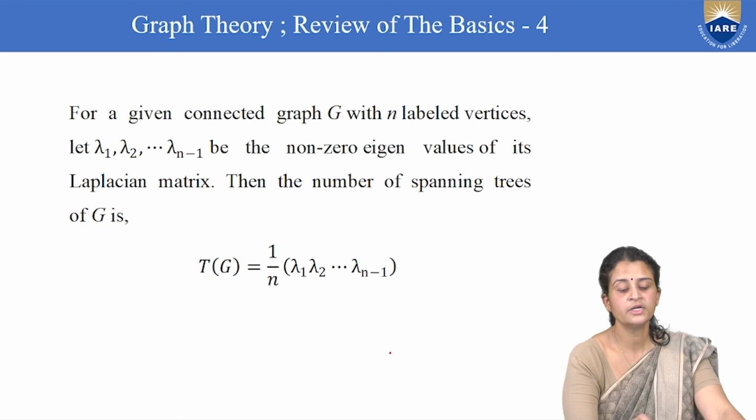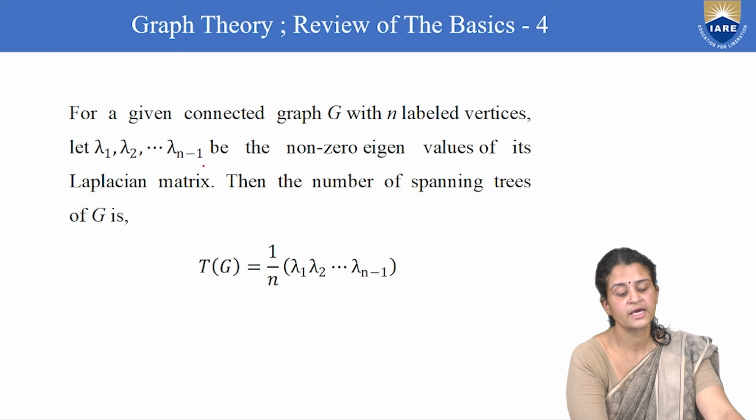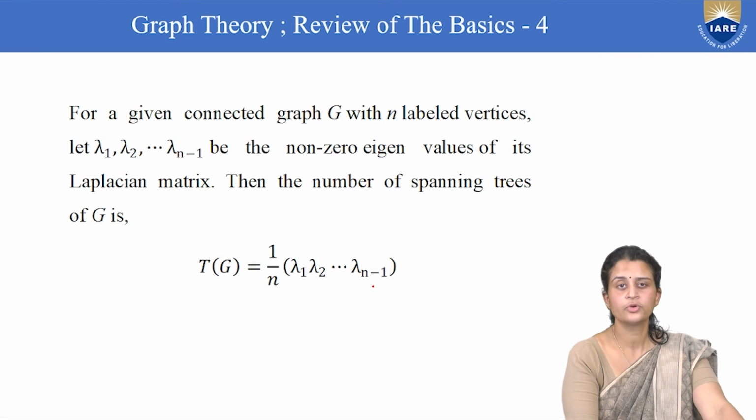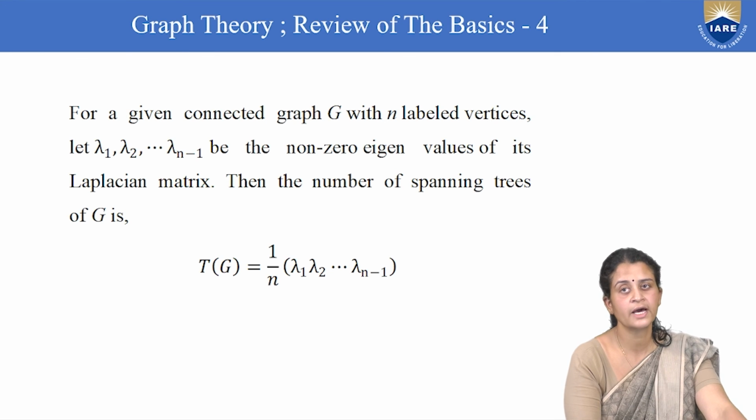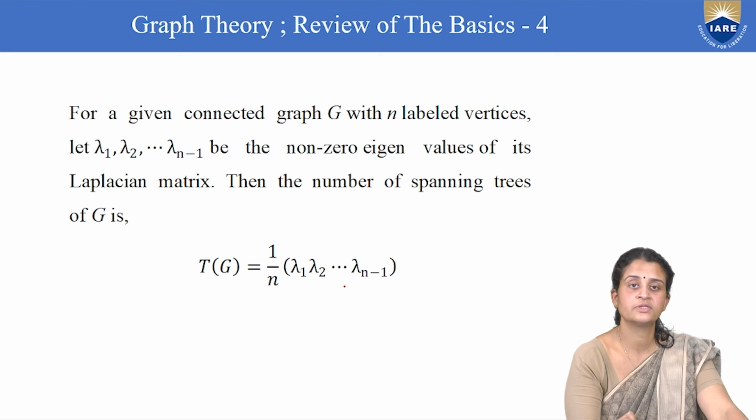For a given connected graph G with n labeled vertices, let lambda 1, lambda 2, etc., lambda n minus 1 be the non-zero eigenvalues of its Laplacian matrix. The number of spanning trees of G is given by T of G equal to 1 by n into lambda 1 into lambda 2 into etc. into lambda n minus 1. I hope you remember what a non-zero eigenvalue of a matrix is. I'm not going deep into that.